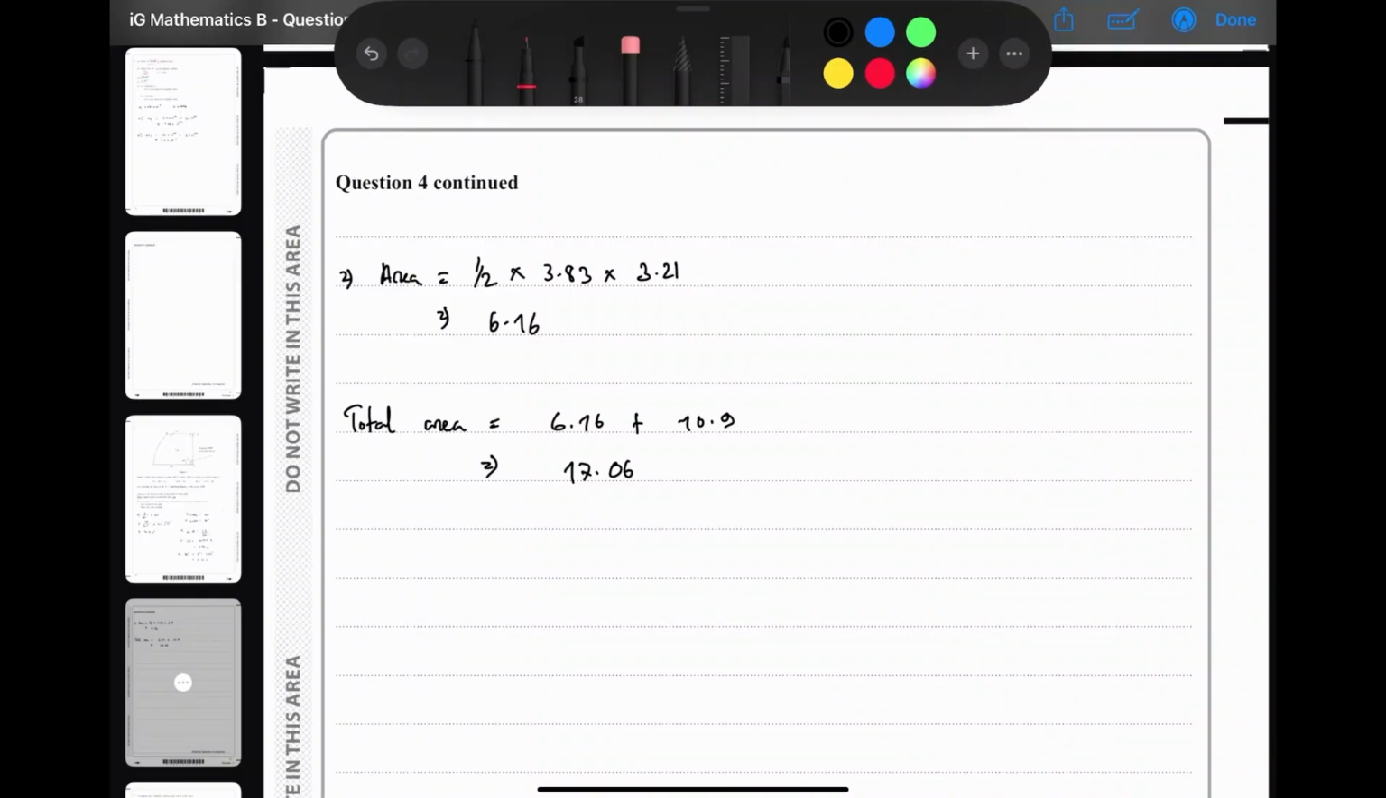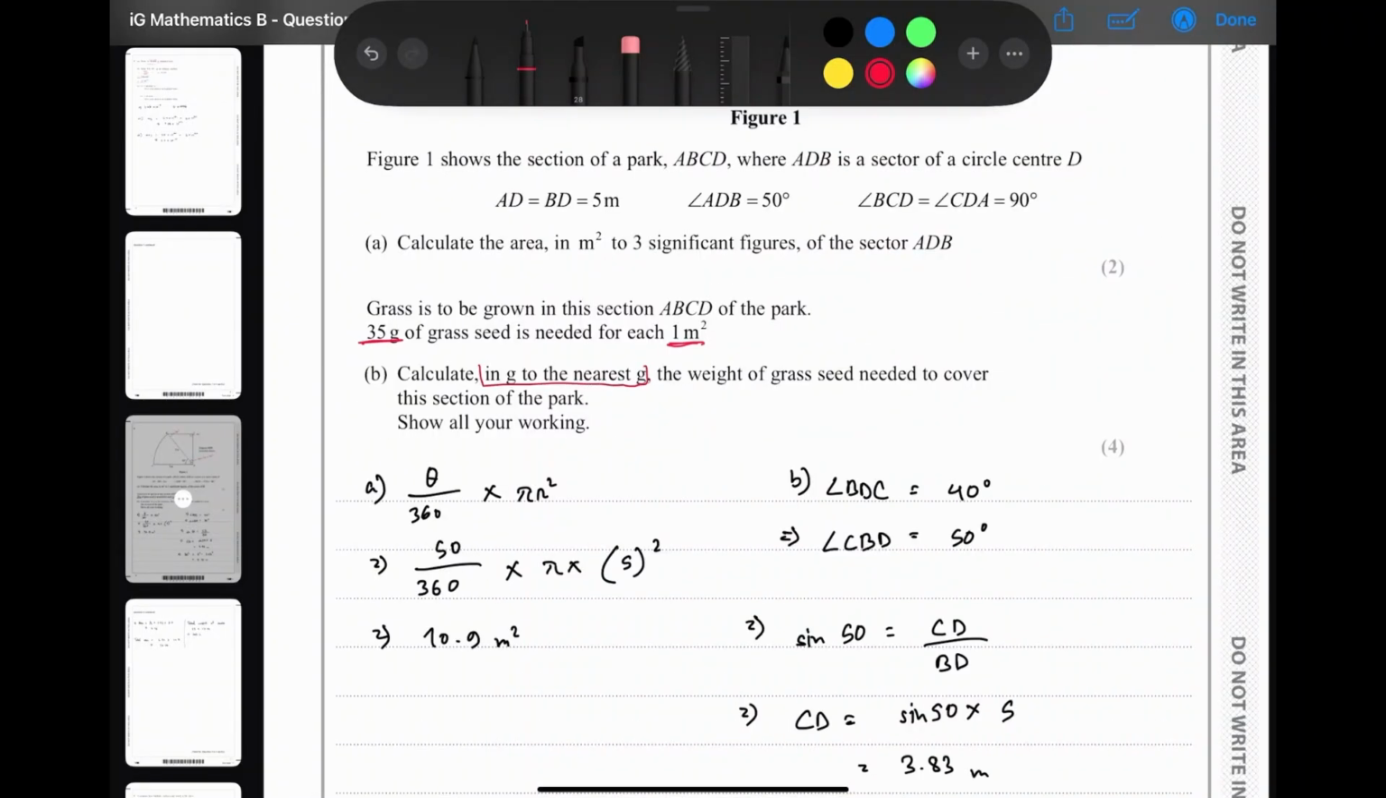Since each square meter will get 35 grams, we need to find the total weight. We can simply multiply and get the total weight. And we are asked to answer to the nearest gram, so we will answer in whole value.